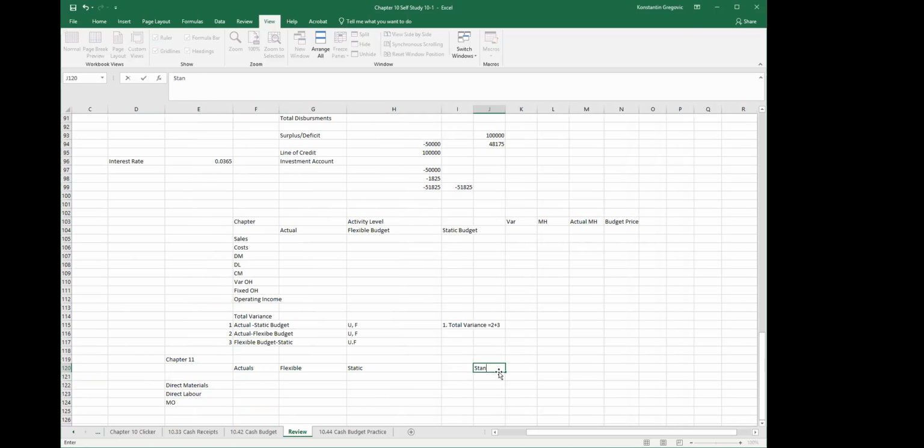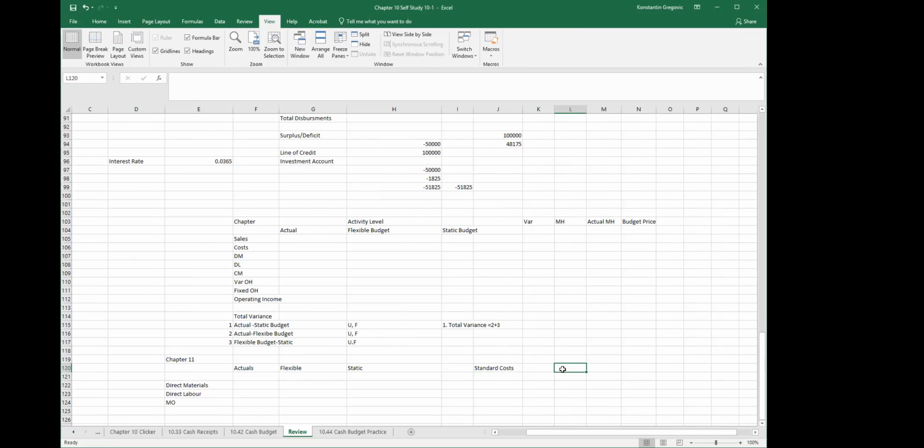And what we're going to have here is standard costs. Every company has standard costs. What is the standard cost for the direct materials? It's basically their budgeted costs. So for direct materials, you have actual price times actual quantity. Your flexible budget is going to be your standard price times your actual quantity. Your static is standard price times standard quantity.